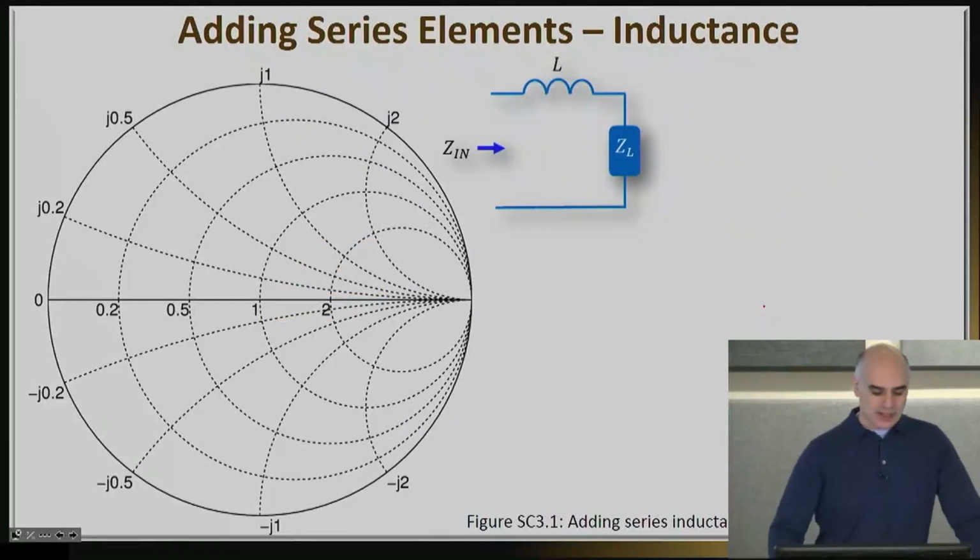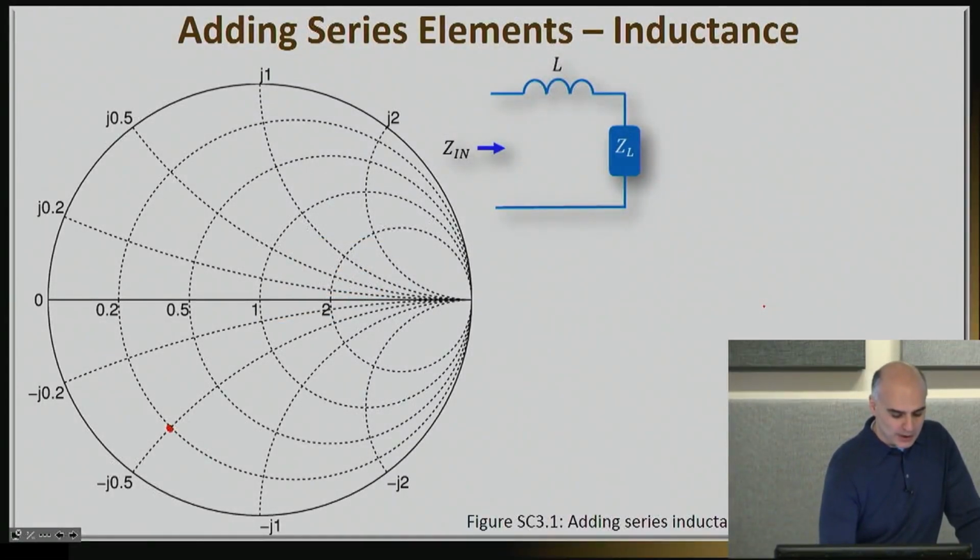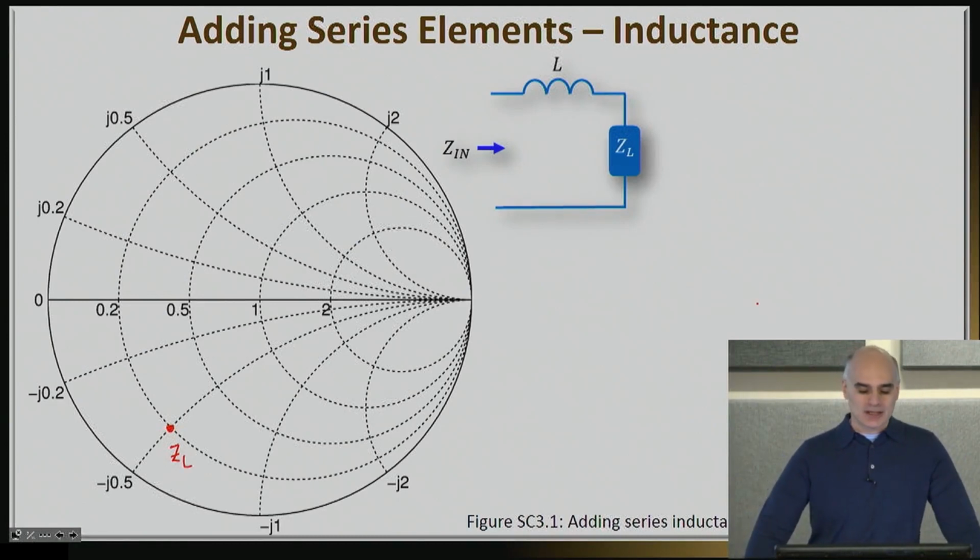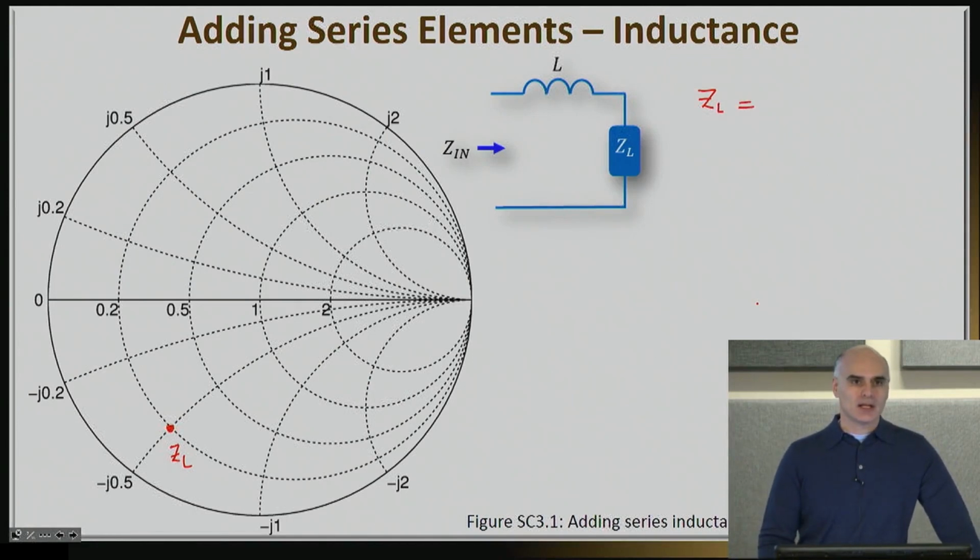So let's suppose that my load ZL is somewhere here. And this is the impedance Smith chart that we actually discussed last time. So hopefully you can all very quickly read the normalized impedance of this load just by the point that I actually put on the Smith chart. So if you look at the real part, it's actually going to be equal to 0.2.